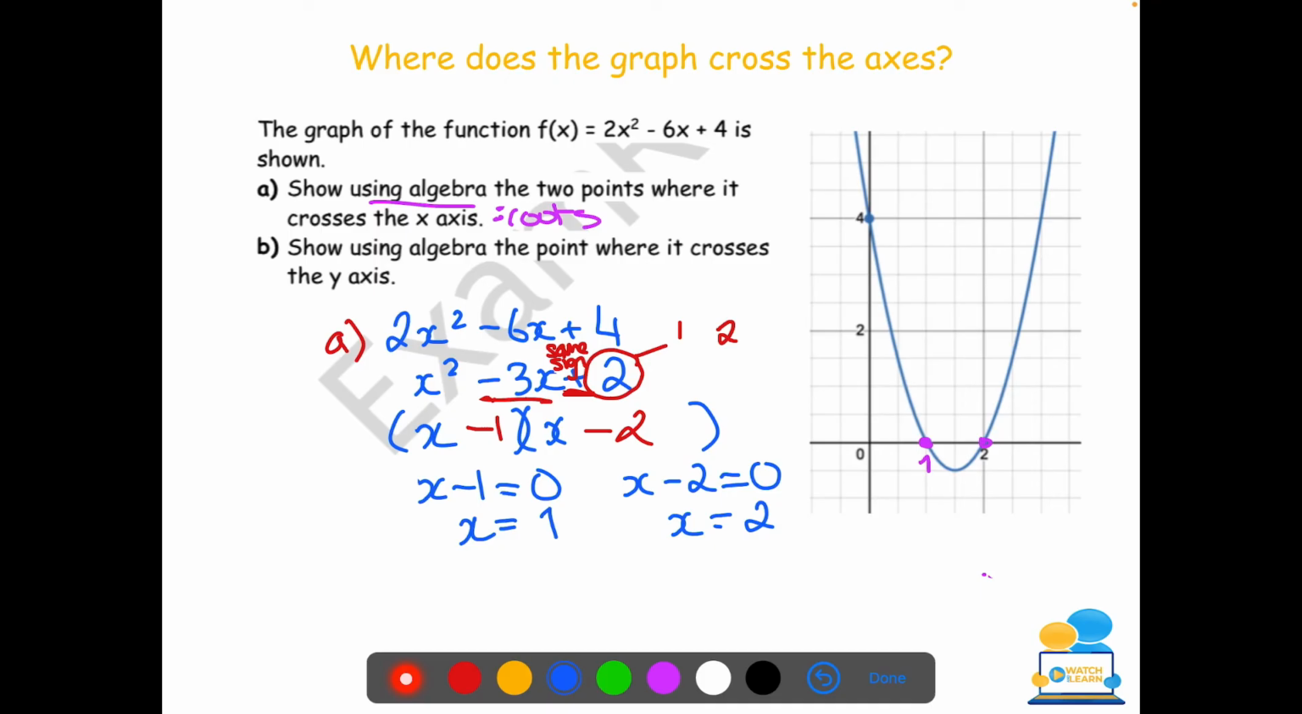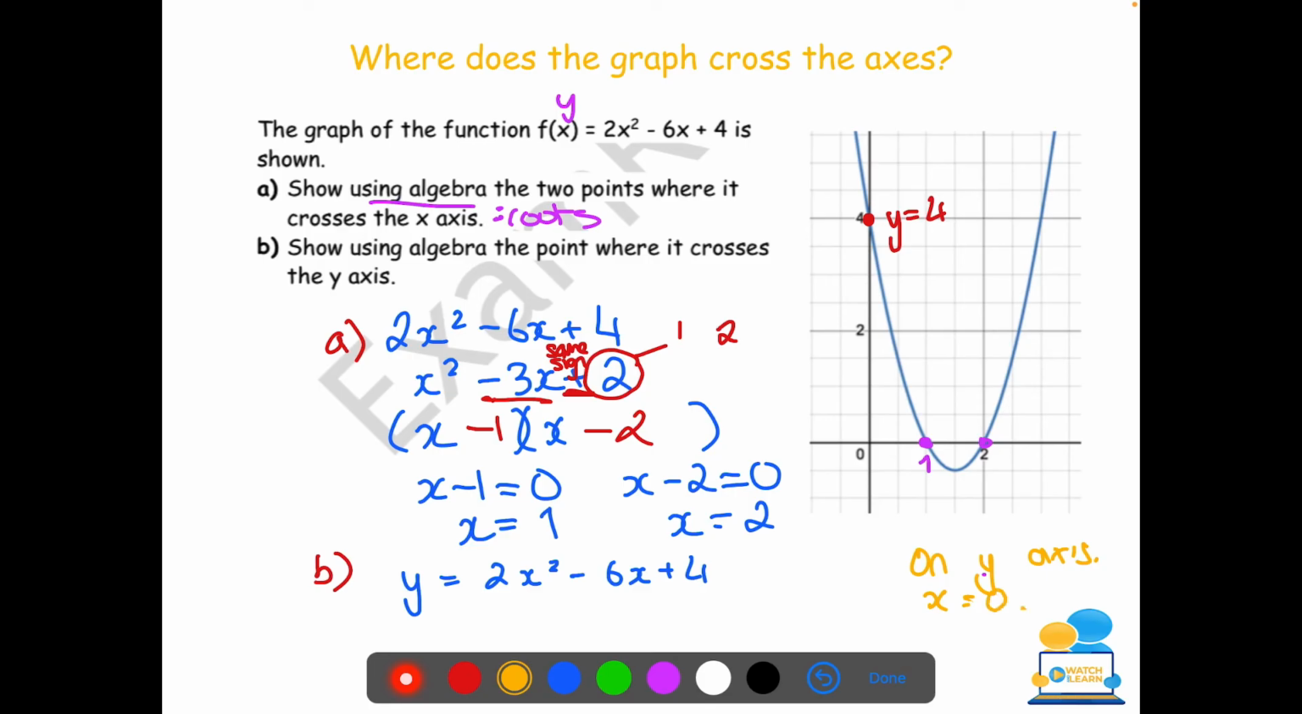The second part asks us to show using algebra the point where it crosses the y-axis. Again, we can clearly see from above that this is where y is equal to 4. We need to know how to do this using algebra. So we have our function. We know that you can also call f of x y. So we're going to have y is equal to 2x squared minus 6x add 4. We also know that on the y-axis, x is equal to 0.